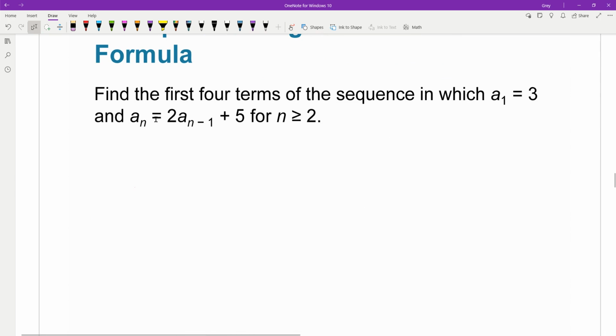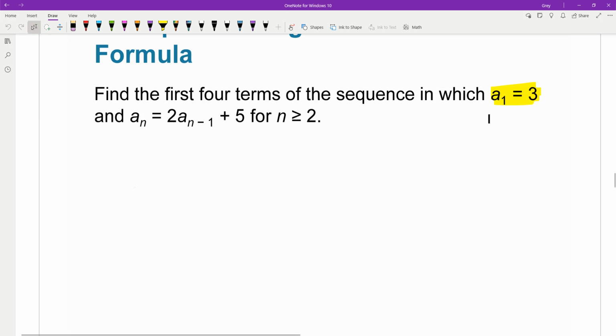Find the first four terms of the sequence in which a sub 1 equals 3. When you're using a recursion formula, they always have to give you the first term. And then a sub n equals 2 times a sub n minus 1 plus 5 for n greater than or equal to 2. So we're starting at 2.